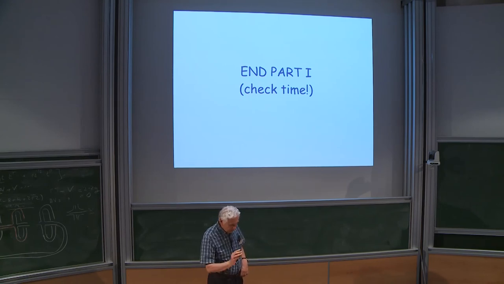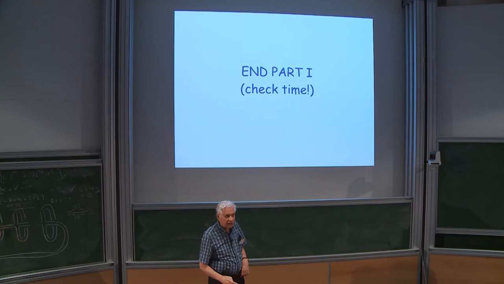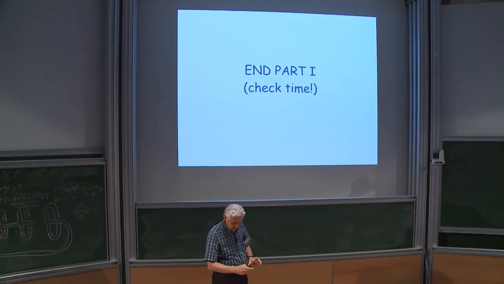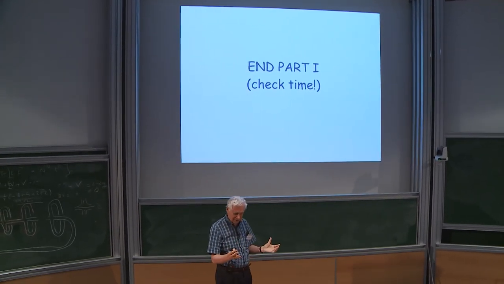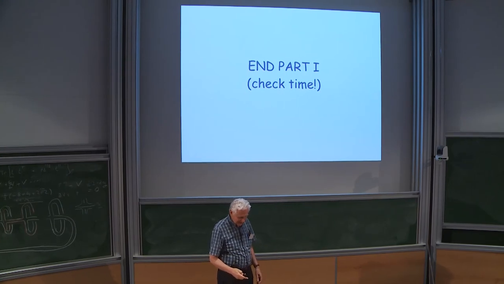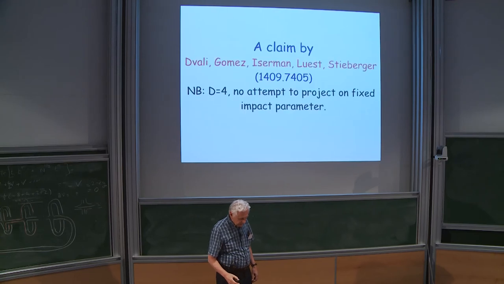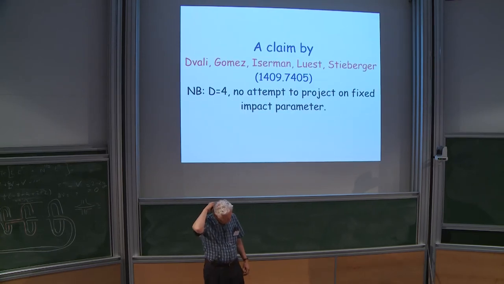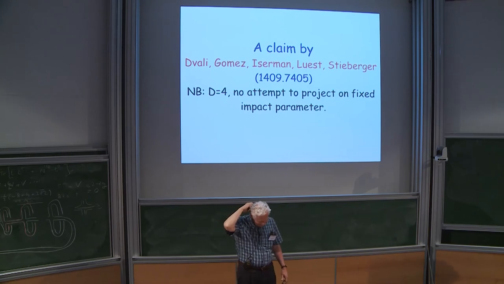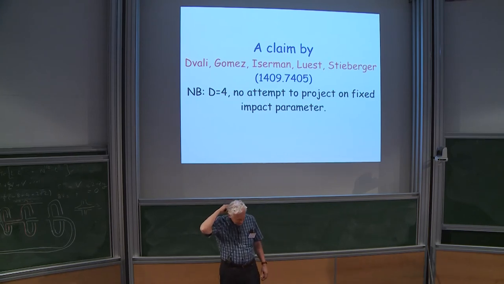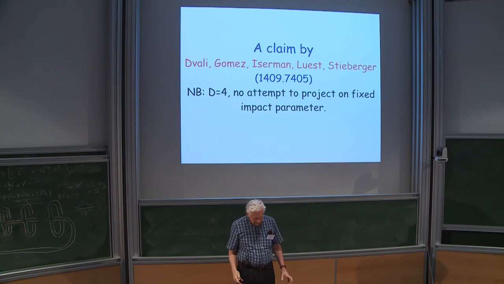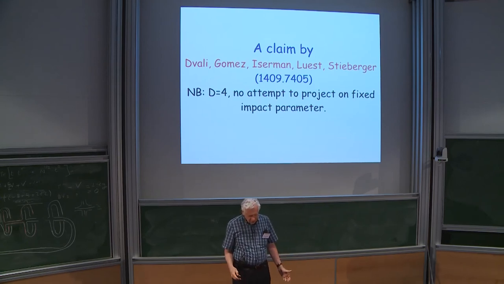So maybe I will go quickly over the second part because, okay, it's unrelated, but the conclusions are similar. So it adds to the whole picture. The second part is about a claim, not so recent by now, by Valli and company. Here is the full list. It's in D equal 4, like also in my previous discussion.